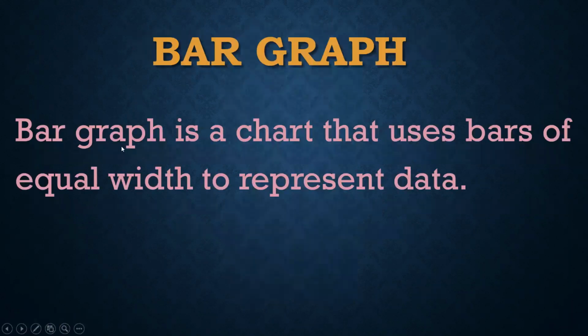Bar graph. When we talk about a bar graph, it's a chart that uses bars of equal width to represent data. It means the bars look like a Kinso bar, let me put it that way. The width or the base must be equal. The bars are supposed to be equal in size. You don't want a situation whereby some bars are bigger than the others. The width must always be the same.